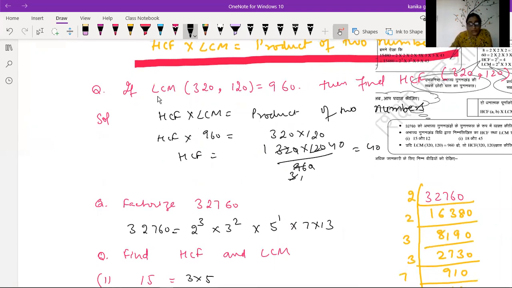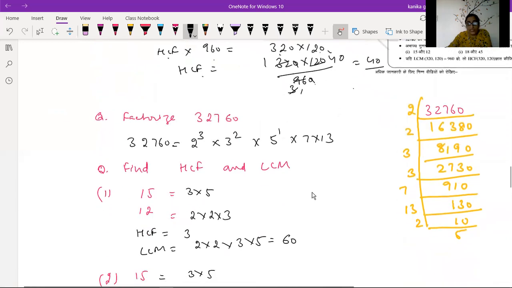Now we are given LCM equal to 960. We have to find the HCF of two numbers, 320 and 120. So HCF is equal to 320 multiplied by 120, divided by 960. Now 0 is cancelled by 0, 32 1s are 32, 32 3s are 96, 3 1s are 3, 3 4s are 12, and 0, so 40. So its HCF is equal to 40.